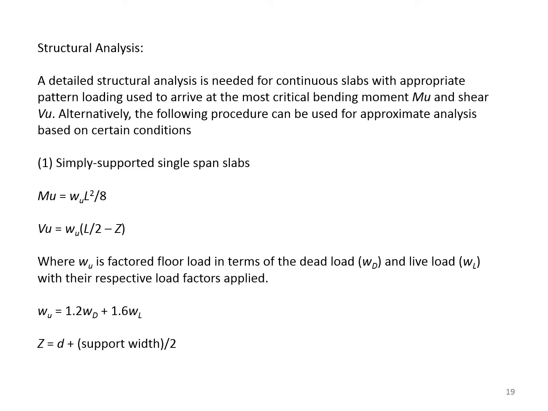Number 1. Simply supported single span slabs. Mu is equal to Wu L squared over 8. Vu is equal to Wu times (L over 2 minus z), where Wu is the factored floor load in terms of the dead load Wd and live load Wl with the respective load factors applied. Therefore, Wu is 1.2 Wd plus 1.6 Wl, and z is equal to d plus 1/2 of the support width.